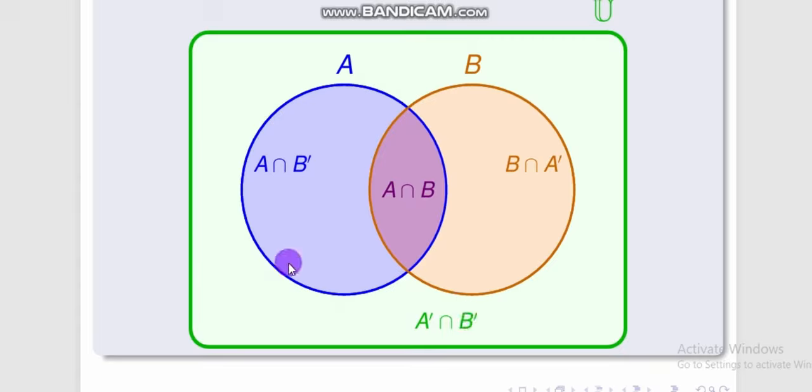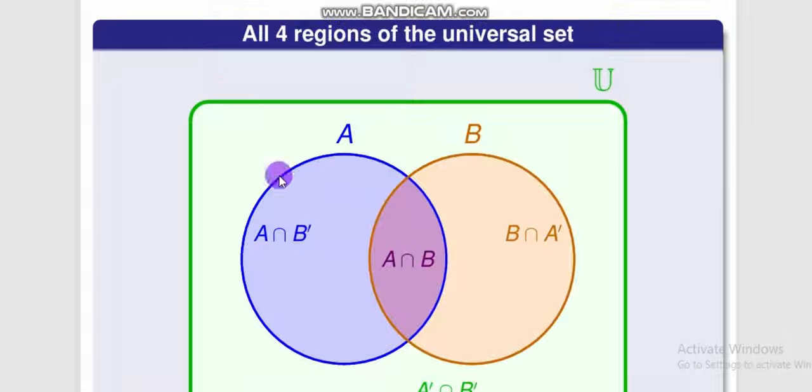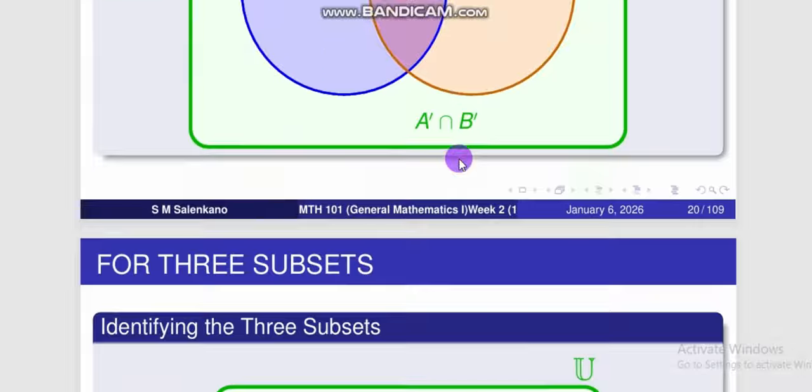So you can see that we have four regions. We have the region where we have A only, the region where we have B only, the region where we have A intersection B only, and finally the region where we have A prime intersection B prime. So for only two sets, you have four regions. You see all four regions of the universal set.